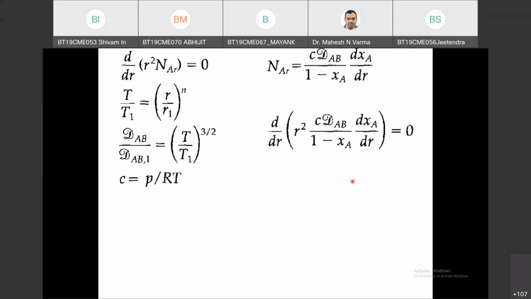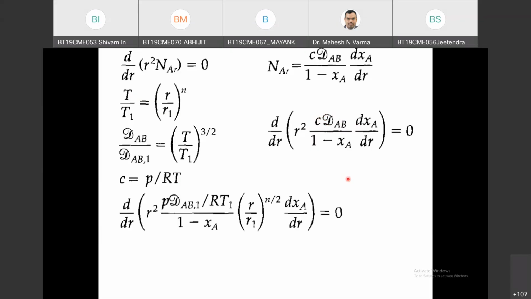Now we will see how to handle this problem. So substituting everything, substituting this DAB at constant temperature T1, this is the base value. And you can substitute this C concentration at some reference temperature T1. Substituting this, you will be getting this actually. First, you substitute everything here, C and DAB, and see whether you can get this equation.